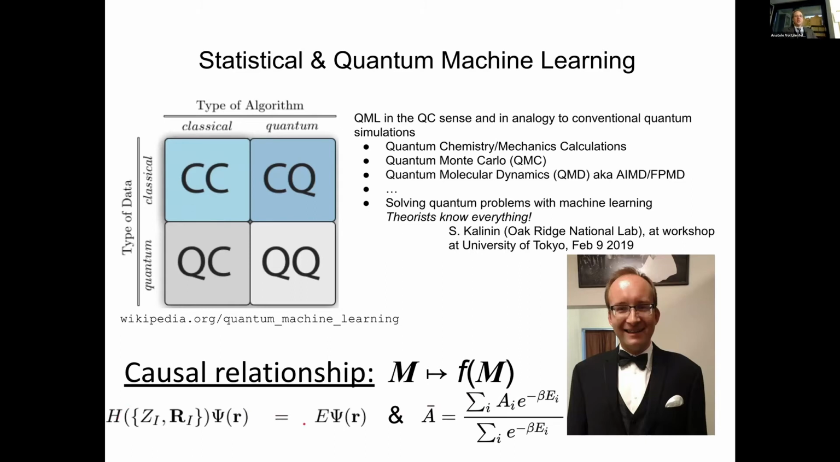And so in this sense, we would also like to clearly mark the distinction, and we have a causal relationship that really tells us what is input and what is label. And so here I put Schrödinger's equation and your Boltzmann average for some macroscopic observable.